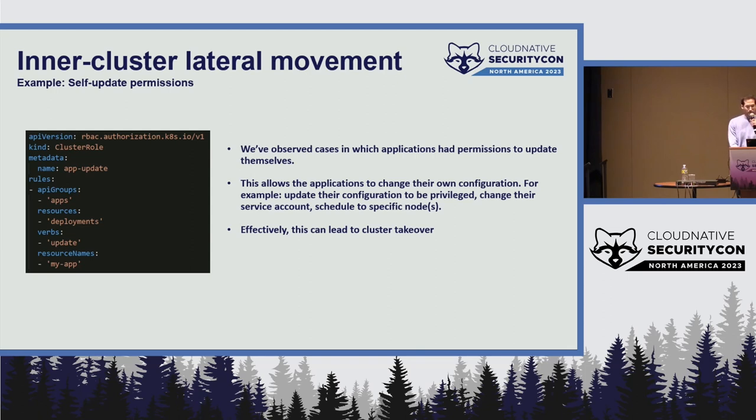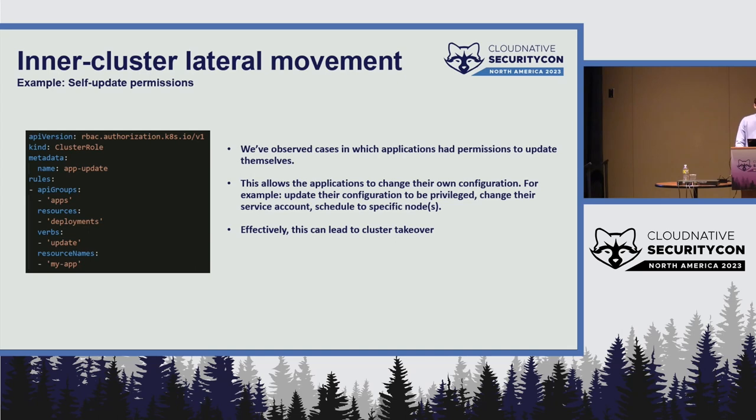So maybe it sounds harmless, because now we have a deployment that has a service account that can update itself, only itself, not other objects in the cluster. So it sounds maybe okay, it sounds fine. I mean, it can update only itself. But it means that now I can update my own configuration. And specifically, it means that the application can change its configuration to run a privileged container.